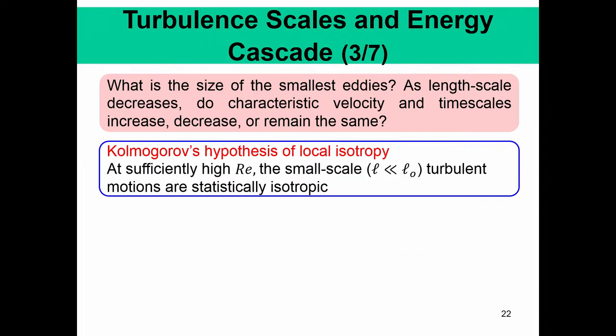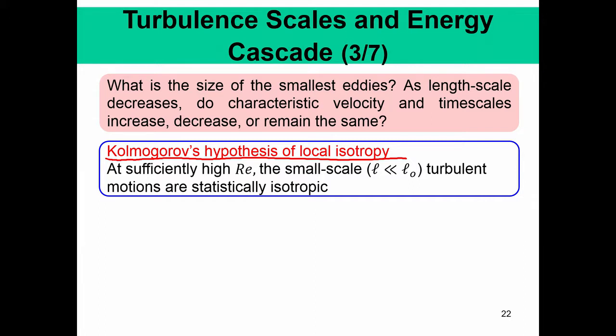To understand these things, we will introduce Kolmogorov's hypotheses. Basically we will introduce three hypotheses, and the first is Kolmogorov's hypothesis of local isotropy, which states that at sufficiently high Reynolds number, the small scales of turbulent motion are statistically isotropic.